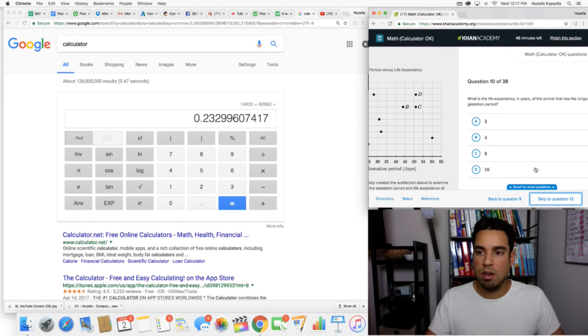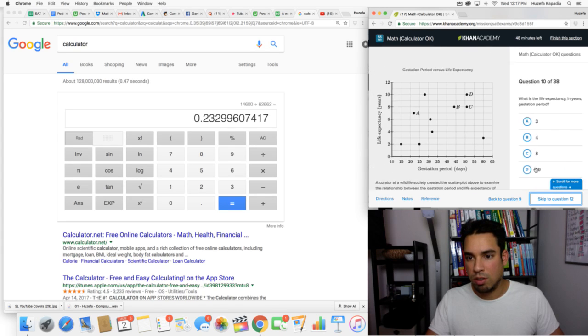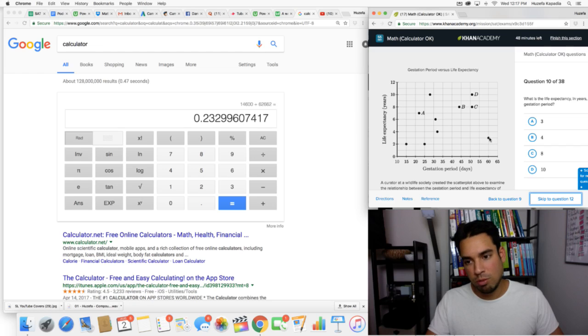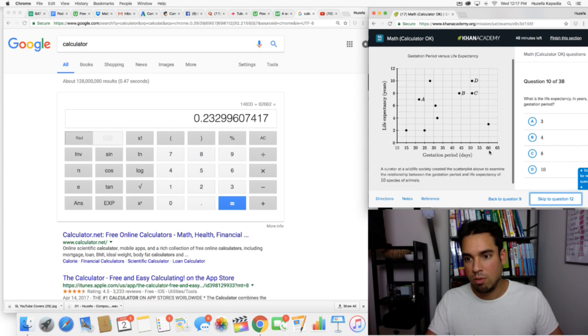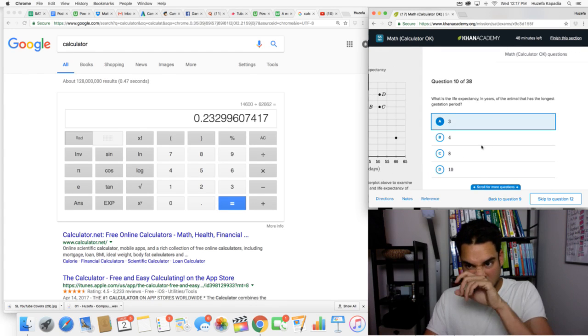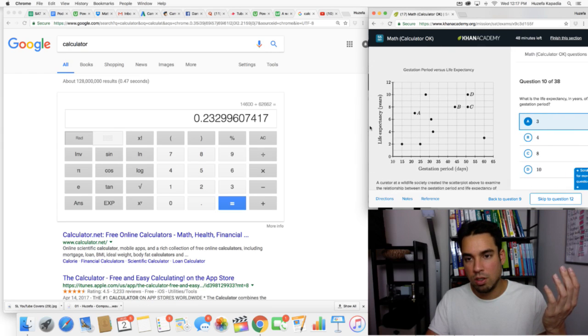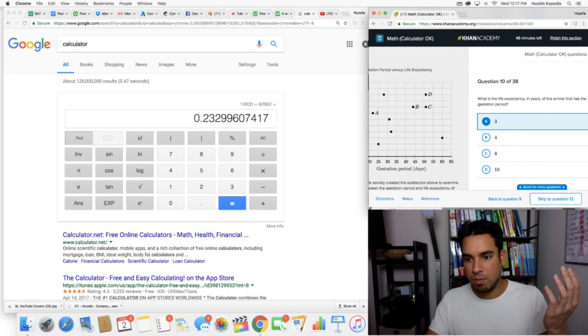All right, next. What is the life expectancy in years of the animal that has the longest gestation period? So this guy has the longest gestation period, right? We're looking at gestation period here. We don't even need to really read this, I think. And the life expectancy is 3 years. Yeah, so I think we're good there. We don't have to worry too much about this problem.